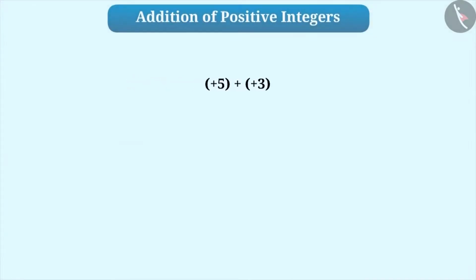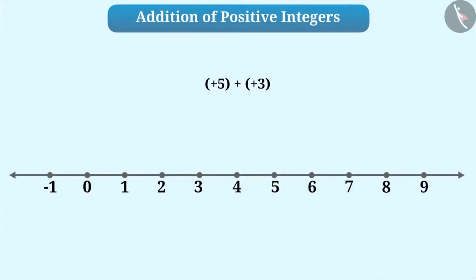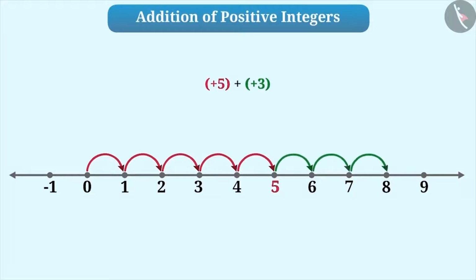For addition, first of all, draw a number line of integers. Here, plus 5 is the first integer. Since it is a positive integer, we move 5 places to the right of 0. By doing so, we reach plus 5. Now the second integer is plus 3. Since it is also a positive integer, we move 3 places to the right of plus 5 and we reach plus 8, which is the result of plus 5 plus 3.